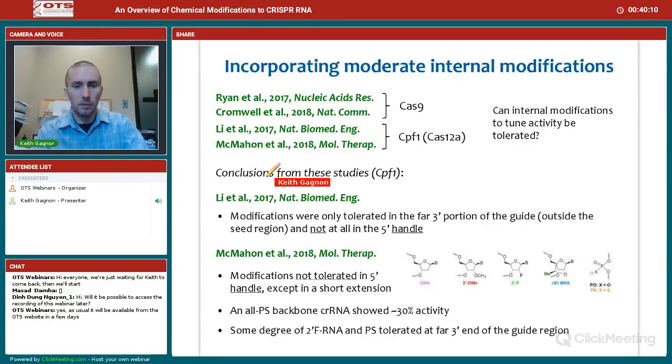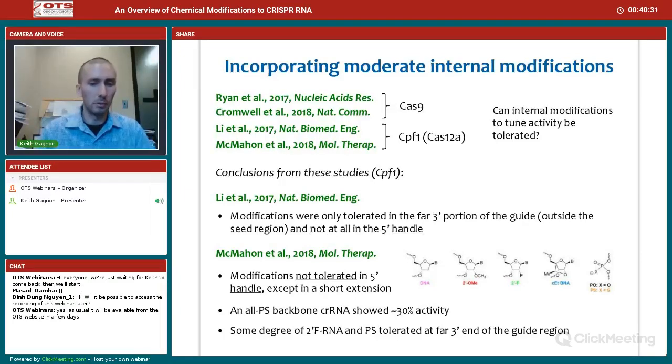There was some modification done with Cpf1. I mentioned the Lee et al. paper previously. Now they did try to do more extensive modifications, especially in the 5' handle, and these were absolutely not tolerated with the particular designs they did. They were trying to replace entire chunks of the 5' handle, and it just was not tolerated.